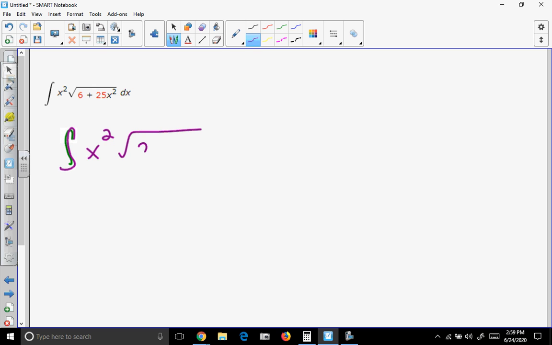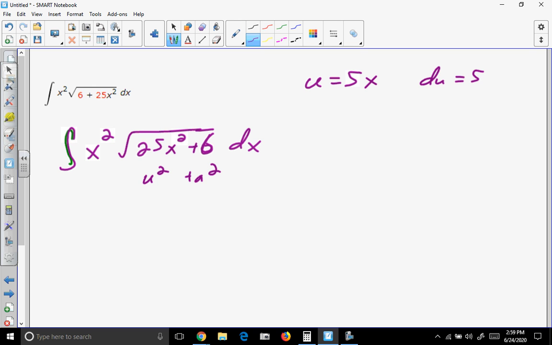We can change this around as 25x squared plus 6. So in this case, if we call this u squared plus a squared, then u would be 5x, du would be 5dx, and if a squared is 6, a is the square root of 6. So we need du to have a 5 with it, so 1/5 out front.